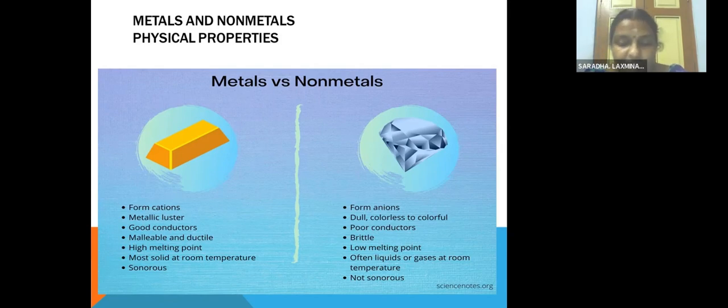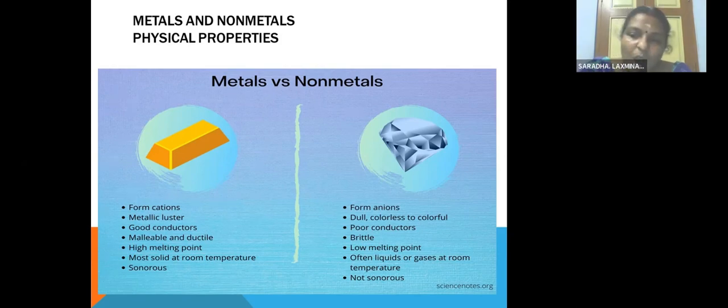They are very hard generally. And here, they are soft. All these comparisons. Usually, they are solids at room temperature. They are often liquids or gases at room temperature. They are sonorous. Sonorous means that which can produce sound. And here, they cannot produce sound. When we are speaking about the physical properties, we should always underline the exceptions.